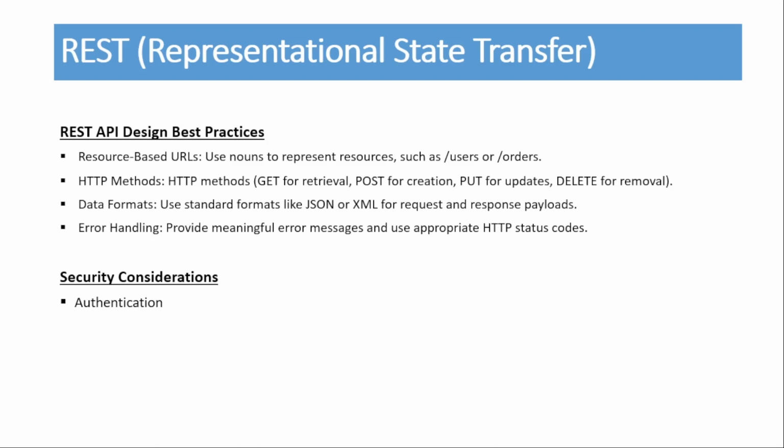API keys are a simple method where each client is given a unique key that must be included in each request. OAuth is a more secure and flexible method that allows users to authorize third-party applications to access their data without sharing their credentials. For example, Google and Facebook. We can use OAuth to log in from Google or Facebook or Twitter into our system. Next is JSON Web Tokens, JWT. Tokens that are used to securely transmit information between parties and are often used for stateless authentication.